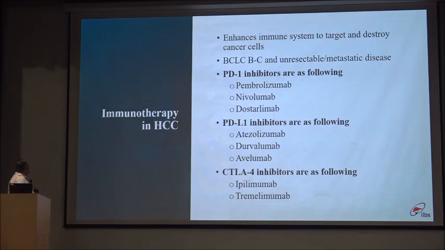What does immunotherapy do in HCC? Basically, it enhances the immune system to target and destroy cancer cells, in BCLC B and C, unresectable to metastatic disease. PD1 inhibitors are the following: pembrolizumab, nivolumab, dostarlimab. PD-L1 inhibitor: atezolizumab. I think all have the common suffix MAB. They are also called MAB therapies.